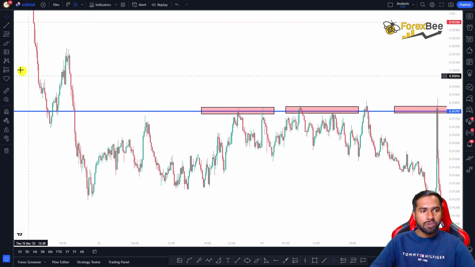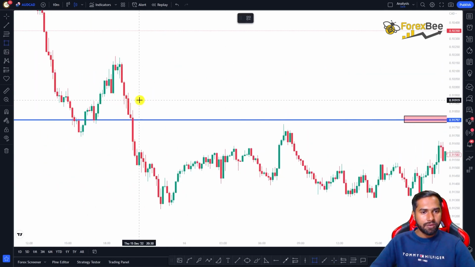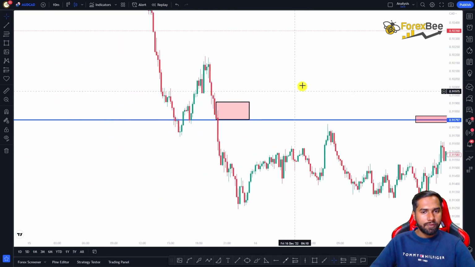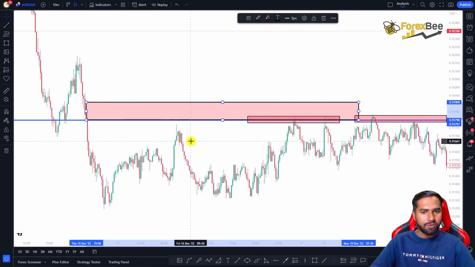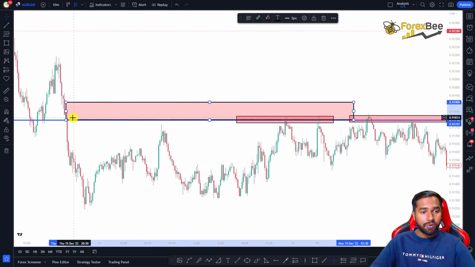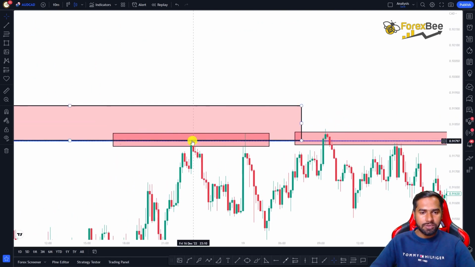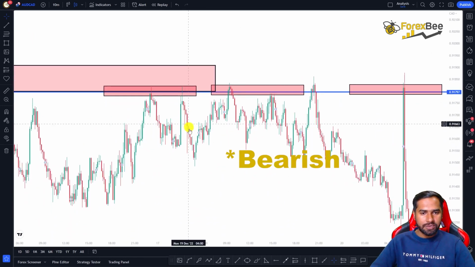So if I just go ahead and draw the supply zone, let me just go here, and draw the supply zone from this high to this low, and if I extend it, we can see that this supply zone and this resistance zone are forming at the same level. Now, after the formation of this supply zone, the market comes back in order to pick the pending orders. As you can see here on this candle, the market picked the pending orders and then it goes in the bullish direction, as we can see here.